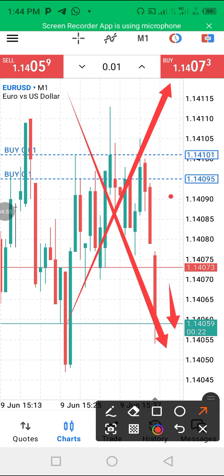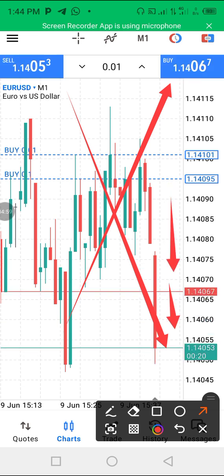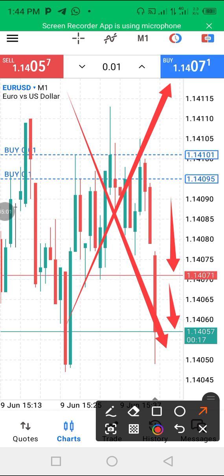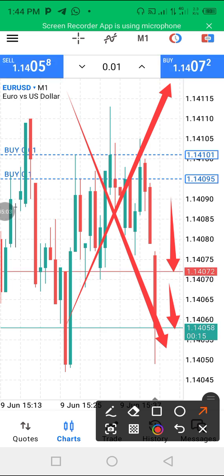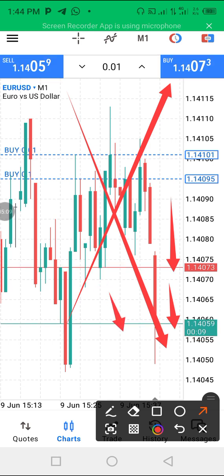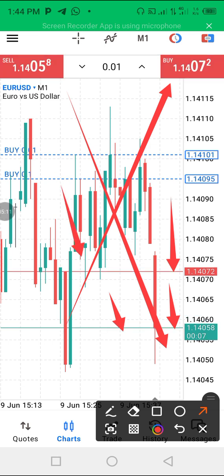Can you see the price? Now you might want to ask, why do we have this green and red line always following each other? This green line is actually the actual price the commodity is, EUR/USD is, and the red line is the price that the broker is taking in at.